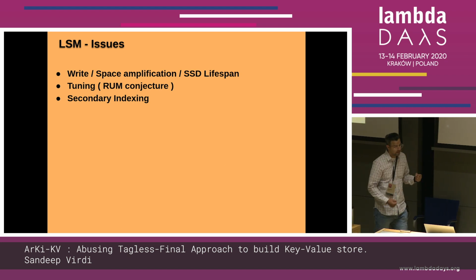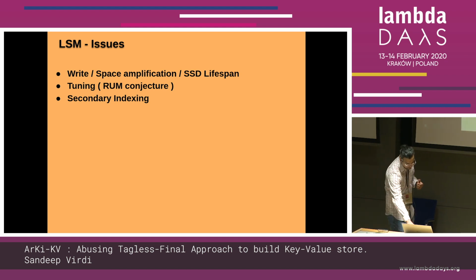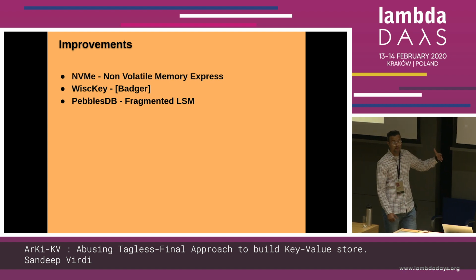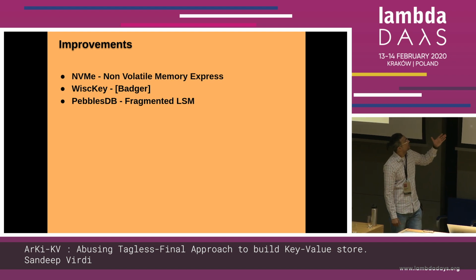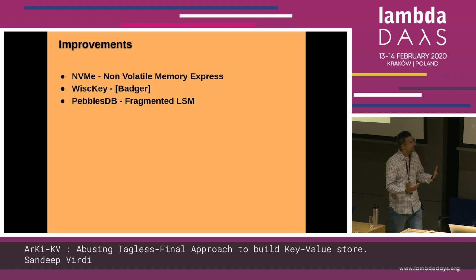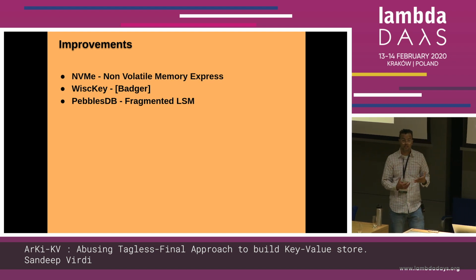Secondary indexes. LSM trees provide a very simple key-value interface. For non-key attributes, you need secondary indexes, which LSM trees don't provide. Some of the improvements happening with LSM trees: one is non-volatile memory express, which has better random I/O and better lifespan than SSDs.